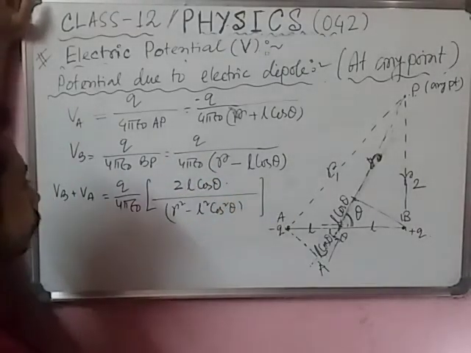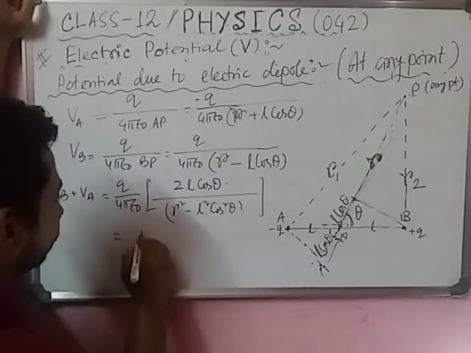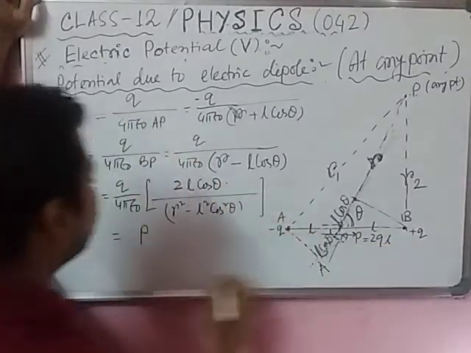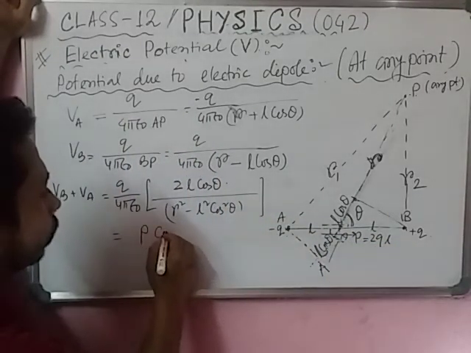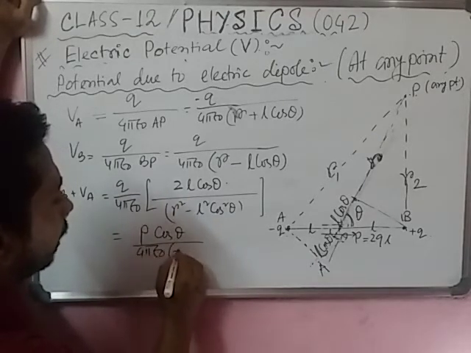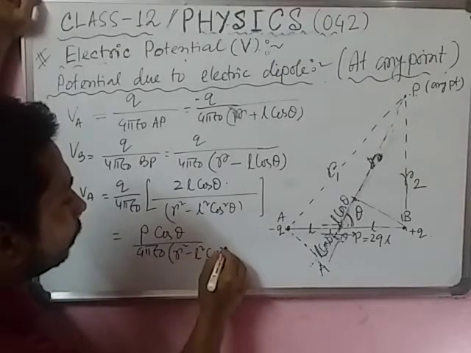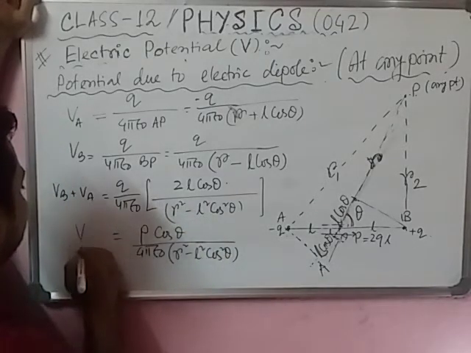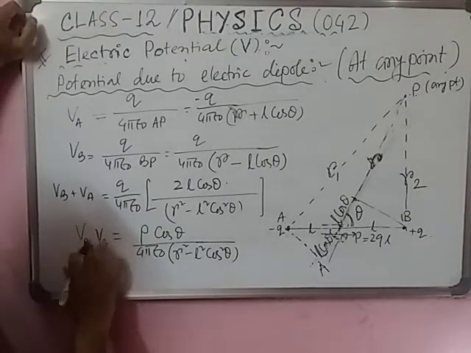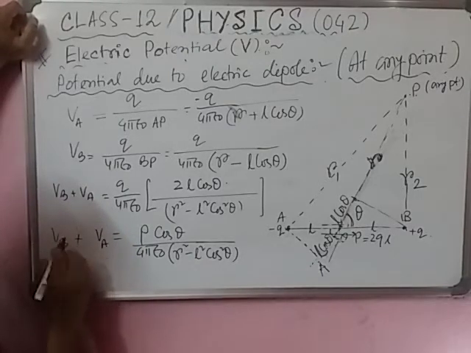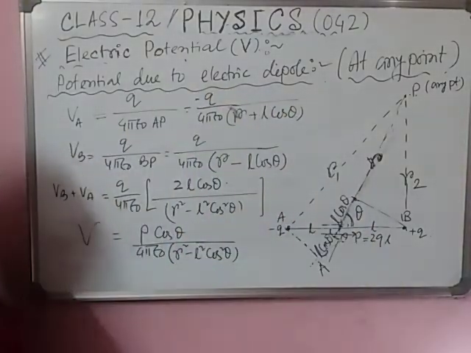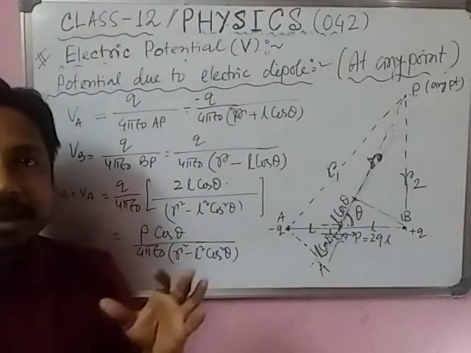Now students, 2QL means what? P. You know dipole moment P is always directed from minus to plus. P gives you 2QL. So you can put P cos theta over 4 pi epsilon naught times r square minus L square cos square theta. This is your ultimate result, VB plus VA, the total potential. So you can write V. That's all. This is our potential due to dipole at any point.